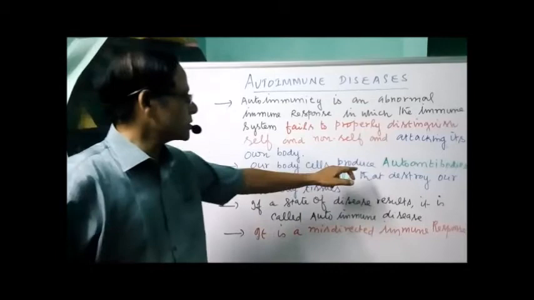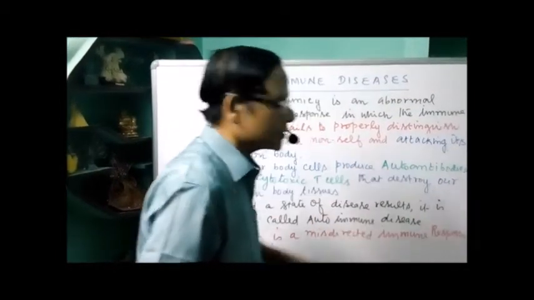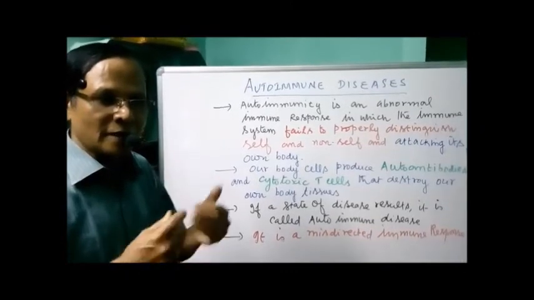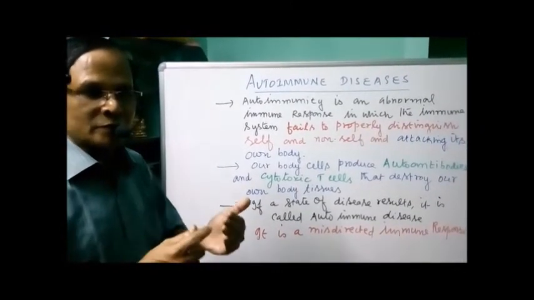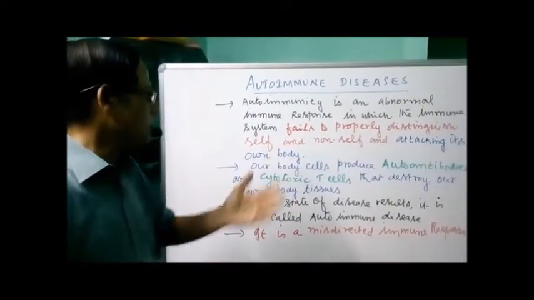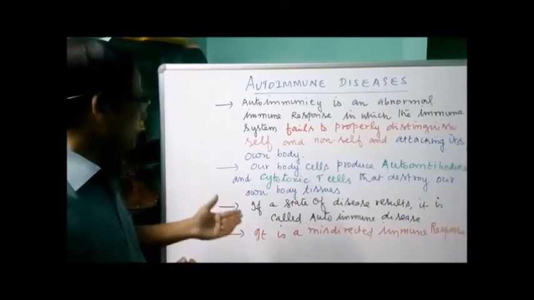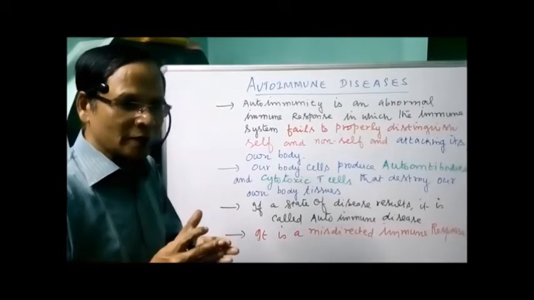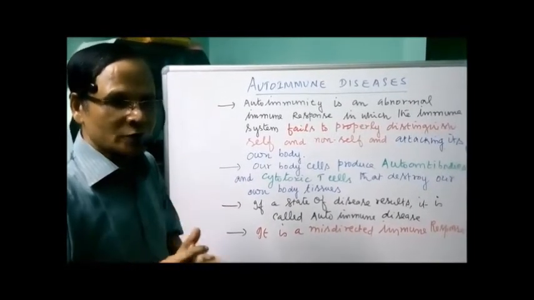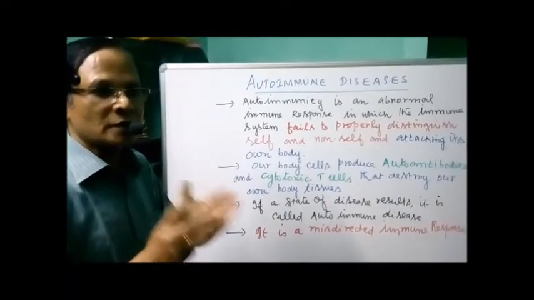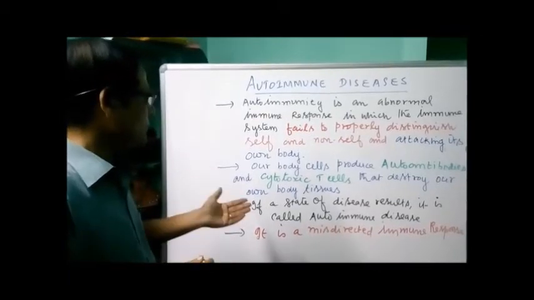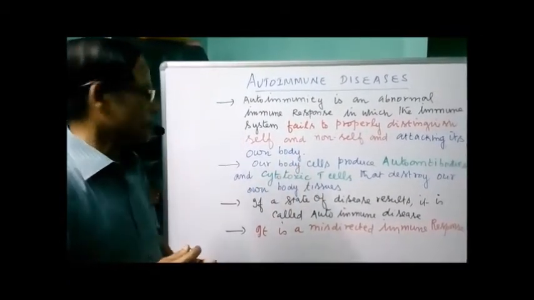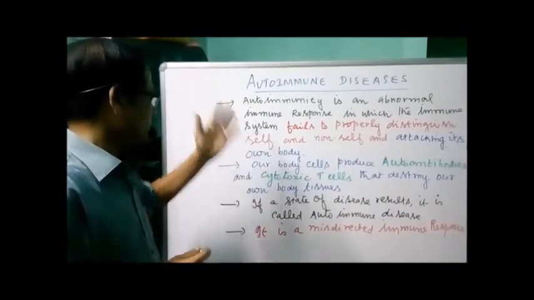Hence, these antibodies are called autoantibodies. Antibodies produced by the body attacking the same body, attacking the immune system of the same body, are called autoantibodies. And another one is called cytotoxic T cells. Both together attack one's own immune system and destroy the cells of the immune system. So they also destroy our own body tissues, mainly the other cell types. And that is why it's called autoimmune.